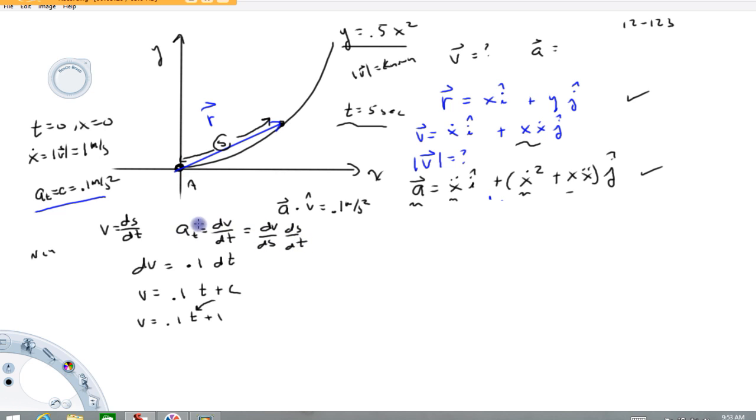Let's see what we can do with this one now. So that tangential acceleration, 0.1 meter per second squared, we can write as dv/ds times ds/dt. Now ds/dt is v, so I'm going to write that as v dv/ds. This is separable now, so this is going to read 0.1 ds equals v dv. This is now going to integrate to 0.1s, equals v squared over 2 plus a constant.